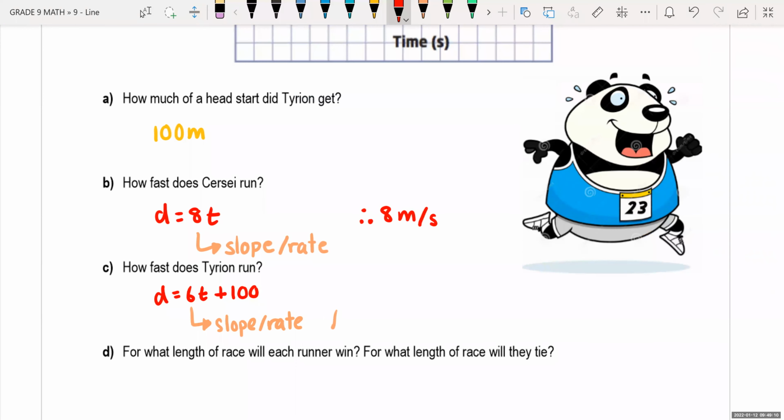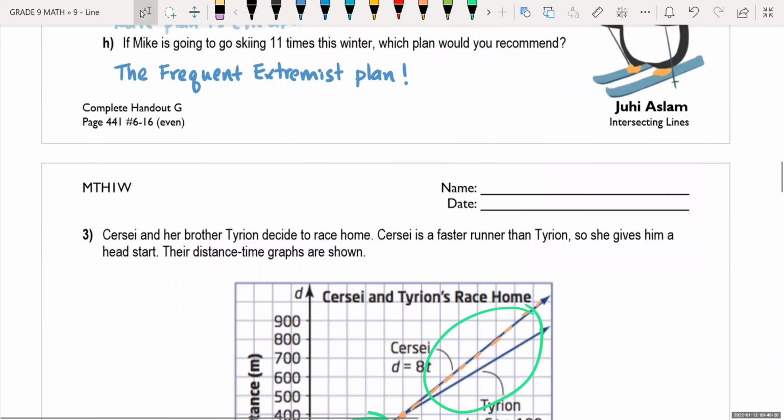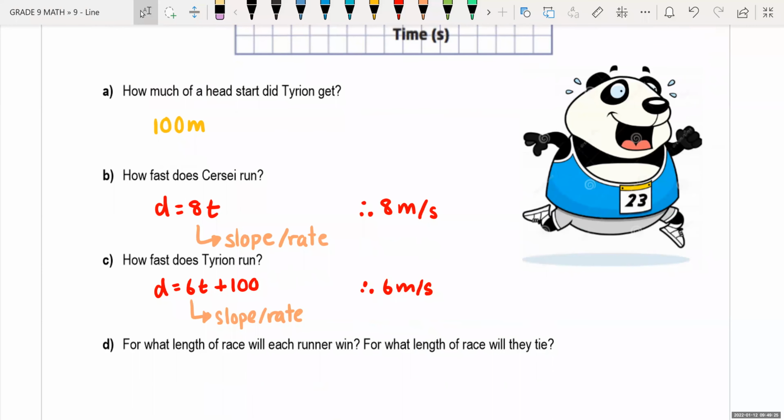And so we're going to say, therefore, Tyrion's rate is 6 meters per second. And this makes sense, right? Because in the question, it says Cersei is a faster runner than Tyrion. So it makes sense that her speed is 8 meters per second and Tyrion's is only 6 meters per second. And you can figure that out by the equation.